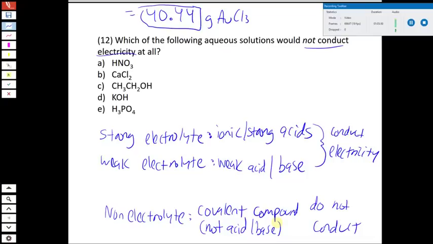So that's the concept we're dealing with here. For all these answer choices, we need to identify what kind of compound it is and then whether that makes it a strong, weak, or non-electrolyte. Here we're looking for the one that doesn't conduct, so we're looking for the one that would be a non-electrolyte solution. So HNO3, what kind of compound is this? It's a strong acid, so that makes it a strong electrolyte solution when we dissolve it. So that's not going to be our answer choice because we're looking for the one that's a non-electrolyte.